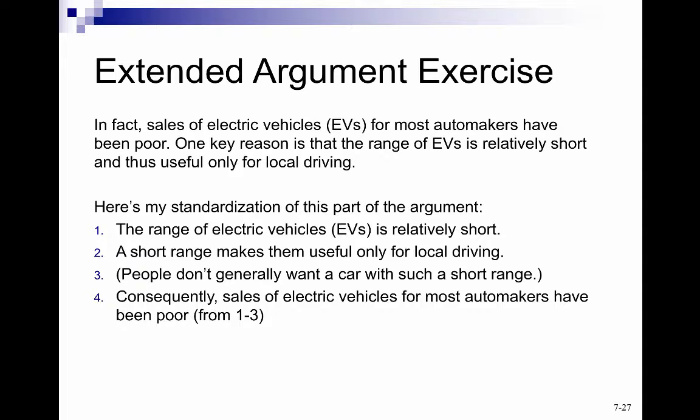Okay, that's right, people don't generally want a car with such a short range. Yes, it's so obvious that it doesn't need to be part of the argument in real life, but in a standardization, we need to put it there. So that's my third premise. Since it's an enthymeme and unstated, we put it in parentheses. Then the sub-conclusion, consequently, sales of electric vehicles for most automakers have been poor. That's number 4 on that list. And I put the numbers of the premises I used to get to the conclusion in parentheses after it. So where it says from 1 to 3.